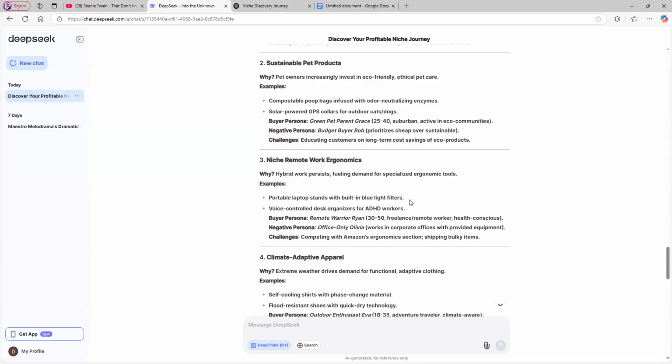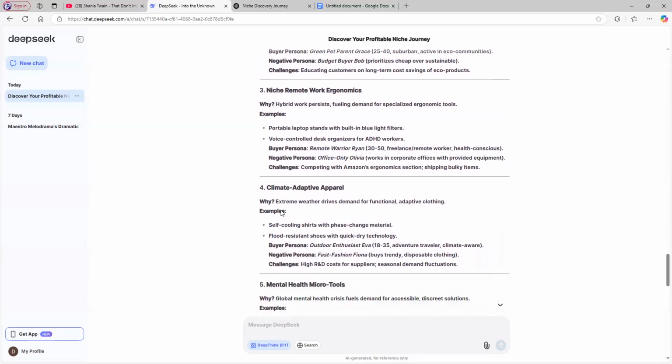These really actually help. Voice-controlled desk organizer, okay, for ADHD workers. Yeah, somehow I don't think that's going to work, folks. I know a few people that have the tism. I might have a little bit of a tism, and we would get so distracted with a voice-controlled desk organizer. I don't think I would get anything organized. Might be one you might want to avoid.